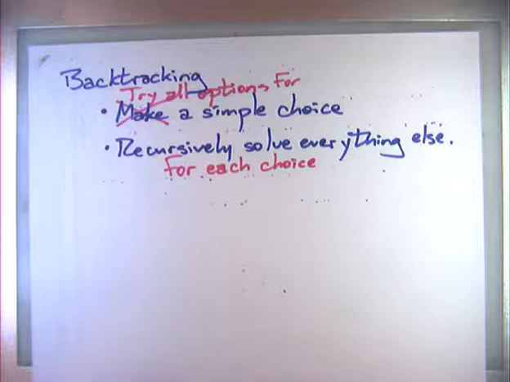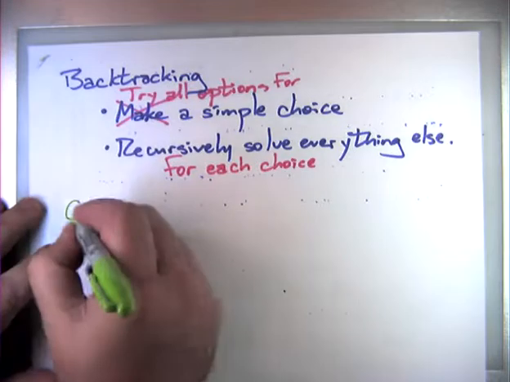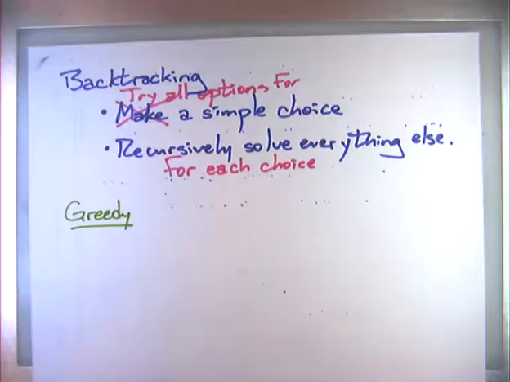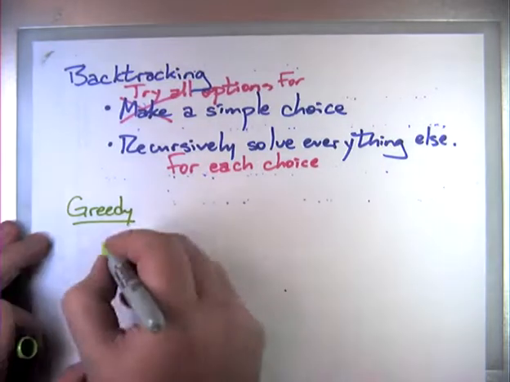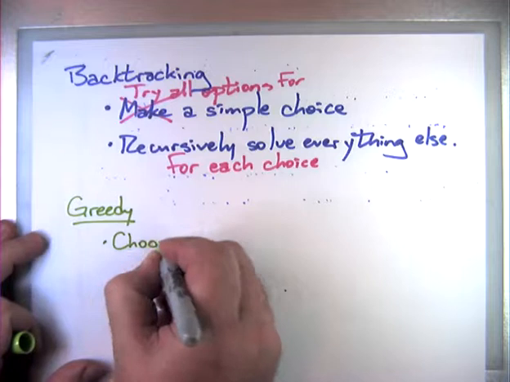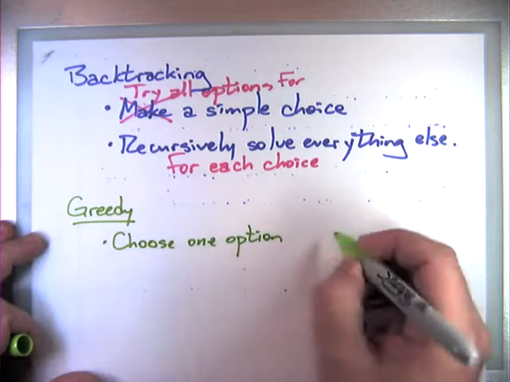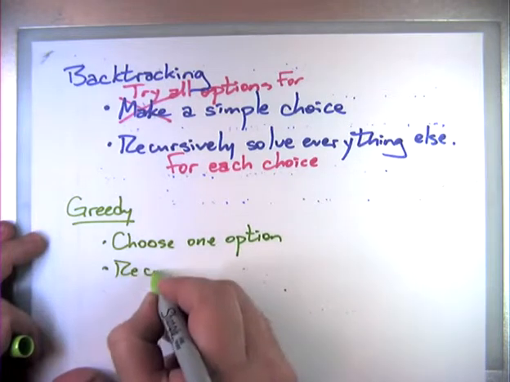Okay? Now, it is really tempting. It's incredibly natural, it's incredibly common, it's incredibly tempting to try to short-circuit this process. Rather than try all options, which is really brute force, you just choose one option and then recursively solve everything else.